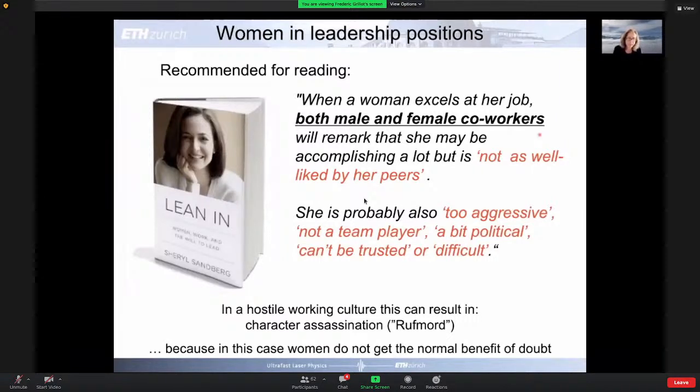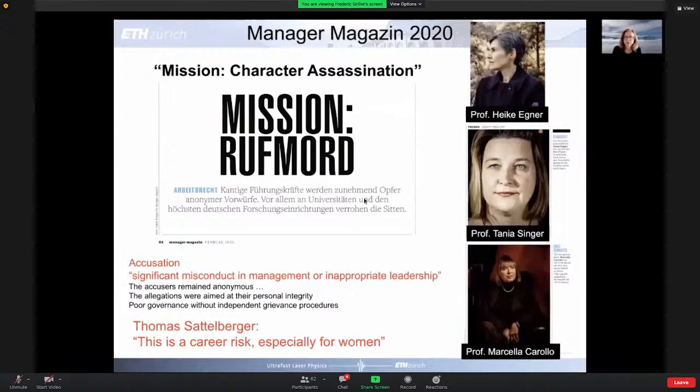So let me show you the 3 most recent examples of how bad this can become for women. These are 3 examples in Austria, Germany, and Switzerland: Professor Heike Egner, Professor Tania Singer, a director of the Max Planck Institute, and Professor Marcella Carollo, a former colleague of mine in the physics department at ETH. All 3 women had an excellent performance track record, and they were all terminated. The accusation was significant misconduct in management and inappropriate leadership. The accusers remained anonymous, and the allegations were aimed at their personal integrity. Poor governance without independent grievance processes was responsible for the escalation.